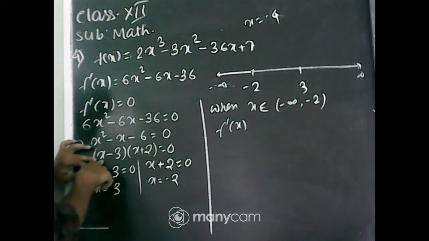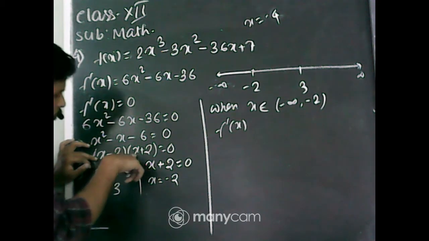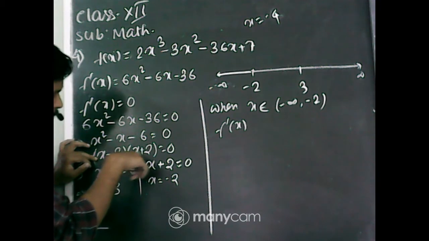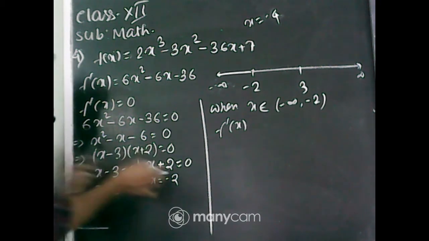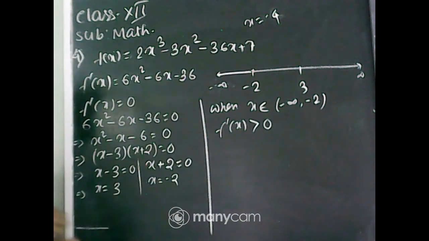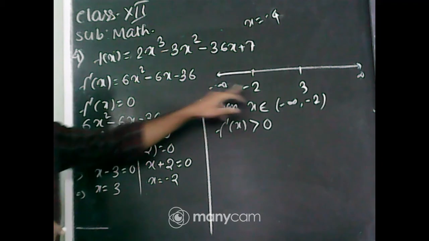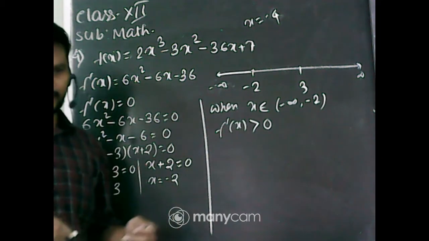So if I put x equal to minus 4, so look, this is minus 4 minus 3, that is minus 7, into minus 3 minus 4 plus 2, this is also minus. So this is minus, this is minus. Product of two minus is always greater than 0. So in minus infinity to minus 2, the function is strictly increasing.